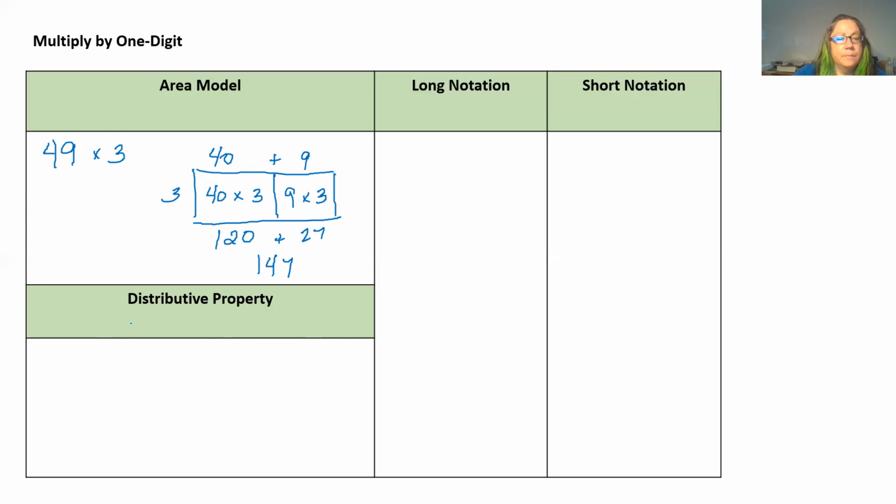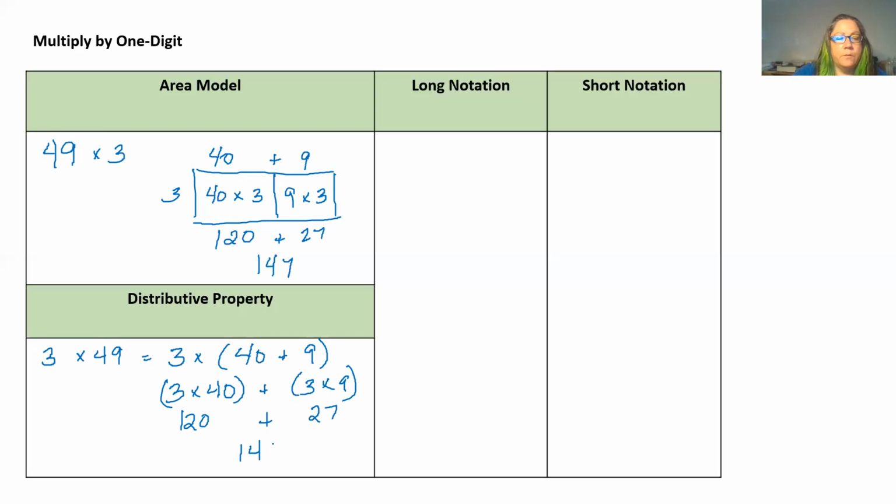Distributive property, I'm going to put my smaller number in front, make everything look nice and neat. 3 times, expanded form, 3 times 40, plus 3 times 9, 120, plus 27 equals 147.